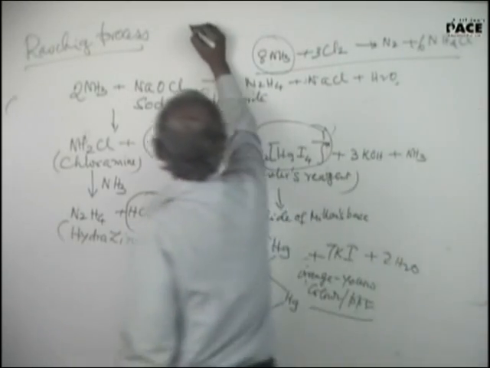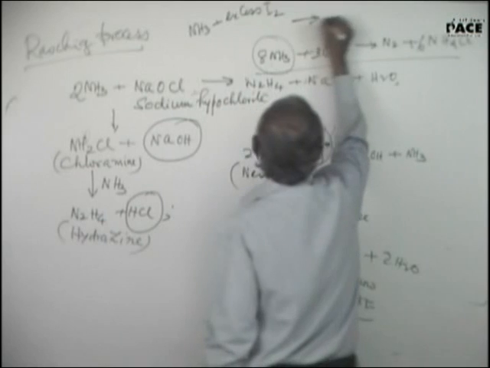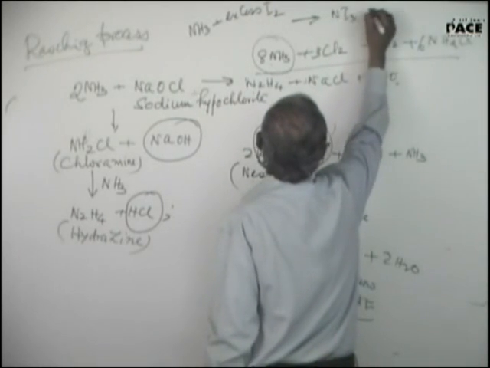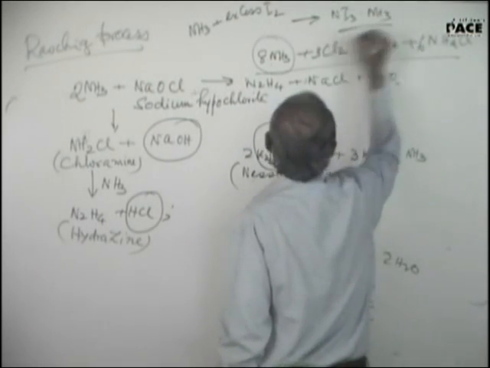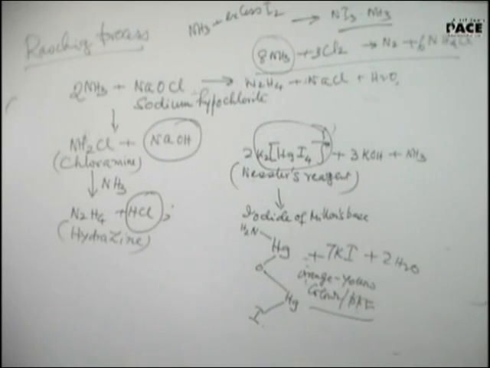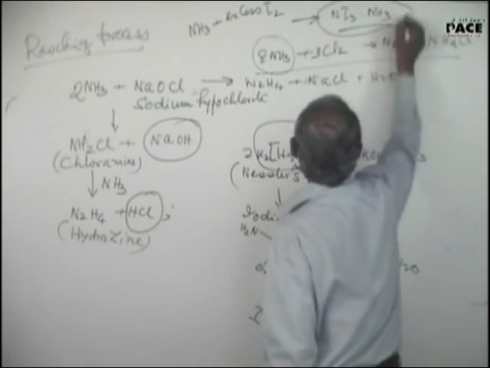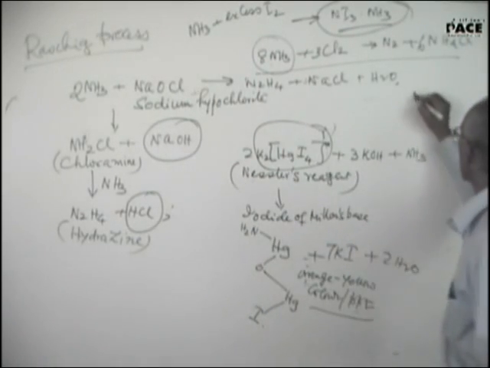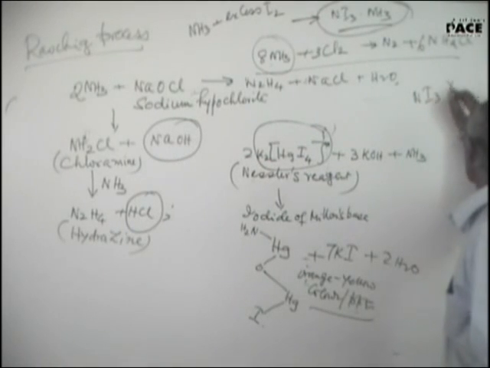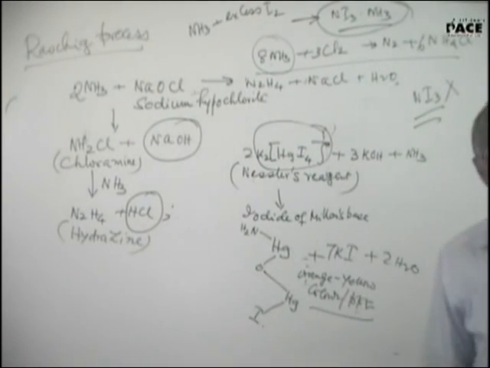Ammonia with excess of iodine gives you NI3·NH3, not NI3. NI3 does not exist as free; it exists in the form of an adduct with ammonia.